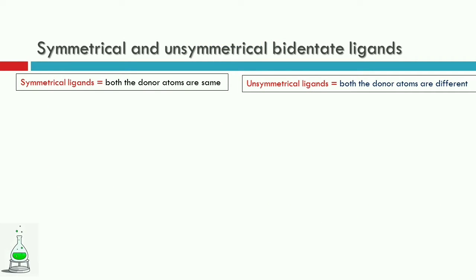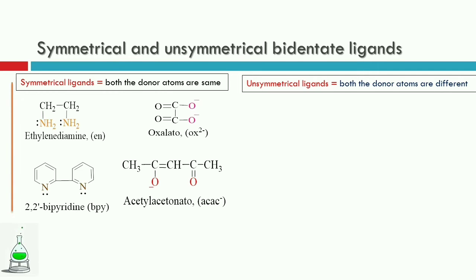Next, we will see symmetrical and unsymmetrical ligands. Bidentate ligands may have two donor atoms that are the same, or two different donor atoms. Based on that, we have symmetrical ligands and unsymmetrical ligands. If both the donor atoms are the same, it is called a symmetrical ligand, and if both the donor atoms are different in a bidentate ligand, it is called an unsymmetrical ligand. Let's see some examples.